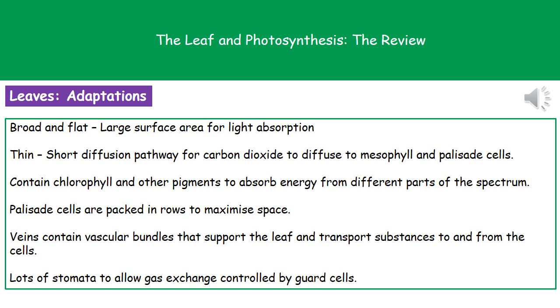We will have these veins that run throughout the leaf, as we saw in that first diagram, that contain structures called vascular bundles. They have a couple of purposes. The first is to support the leaf, and the second is to transport substances to and from the different cells. Finally, they've got lots of stomata on that underside, which allow gas exchange, and those stomata are controlled by the guard cells found on either side.